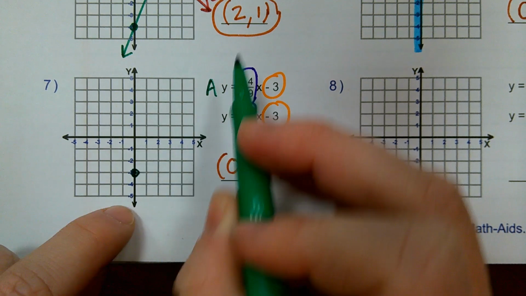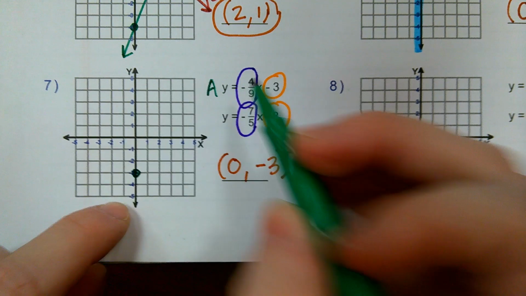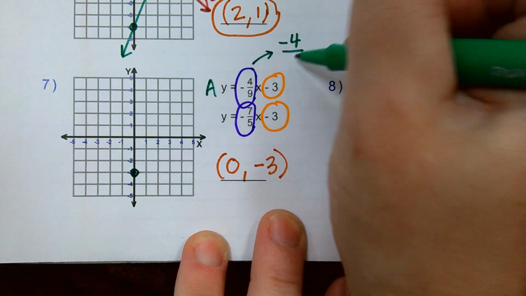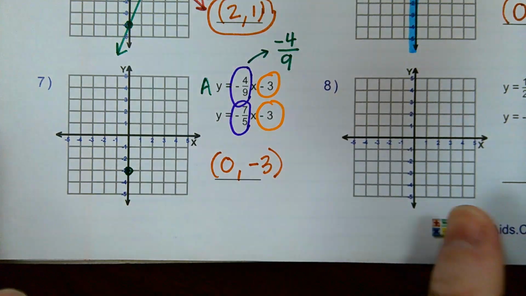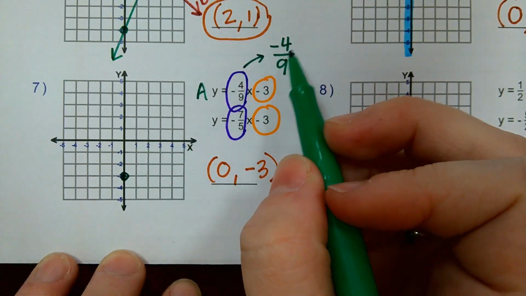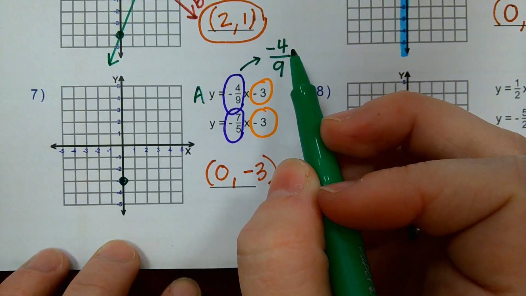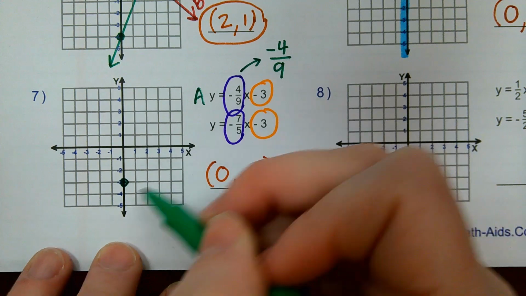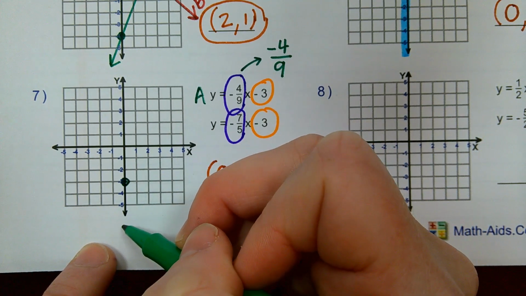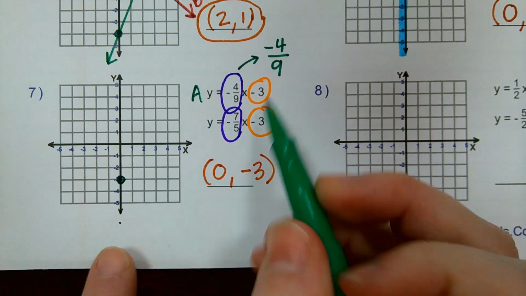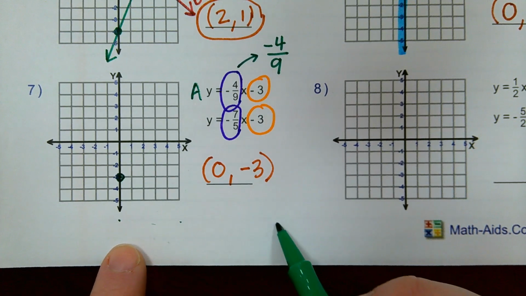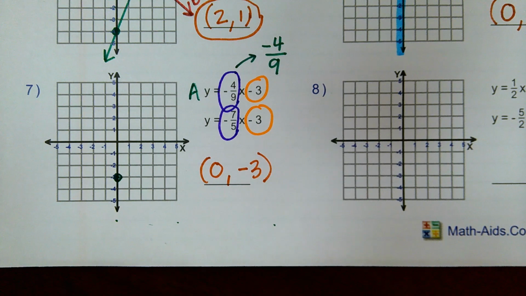And our slope is -4 over positive 9. Are we going up 4 or are we going down 4? We should be going down if we do it the way it's written. -4 over 9, we would be going down 4, 1, 2, 3, 4. And then we'd have to go to the right 9 spaces. There's 5, 6, 7, 8, 9. Oh my lord. That's too far away.